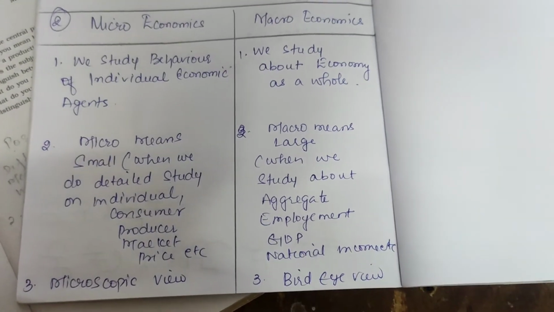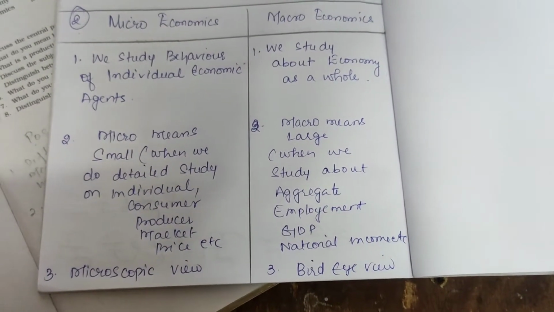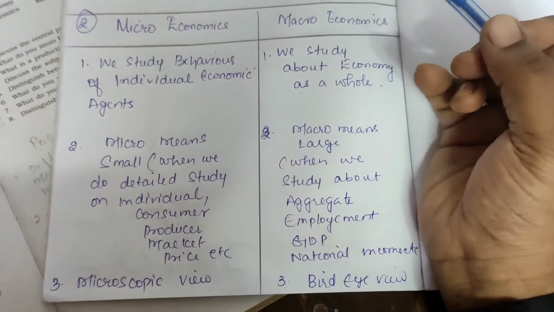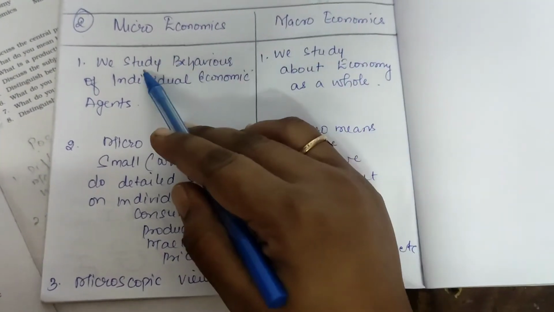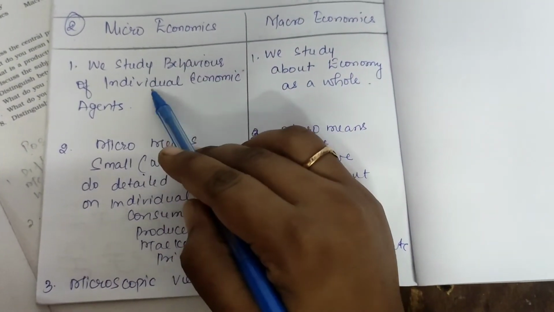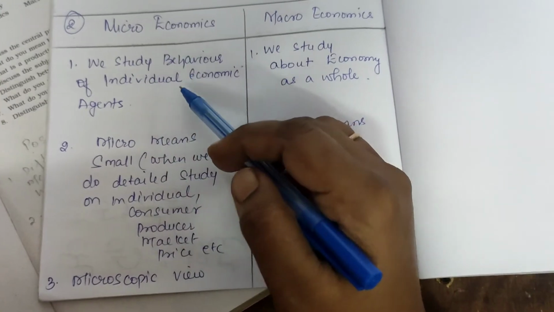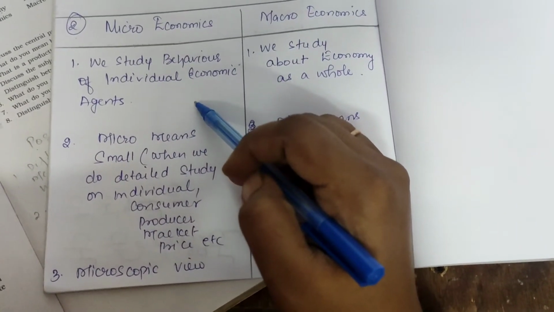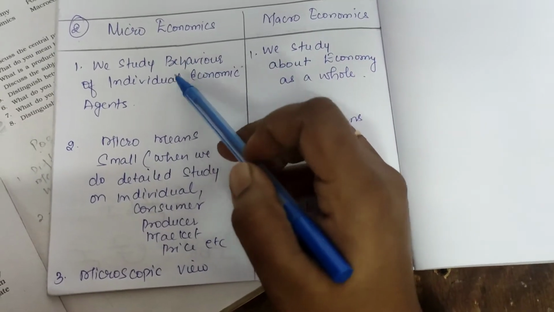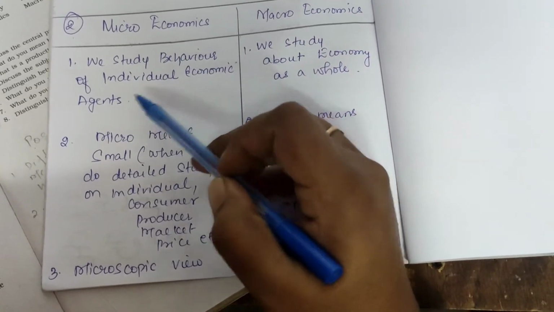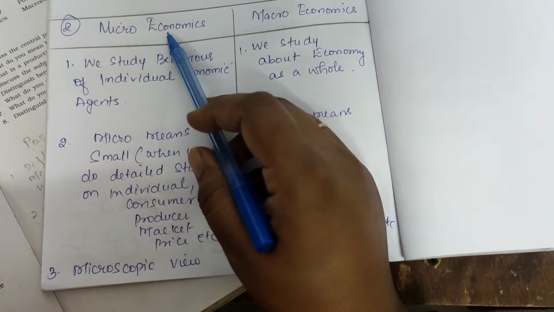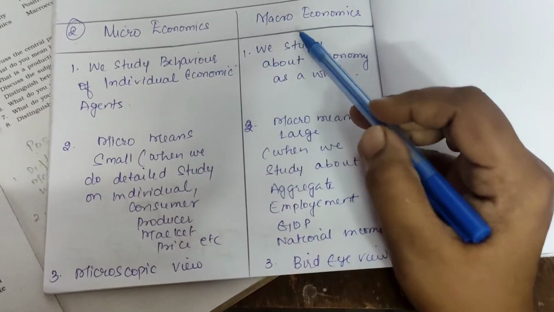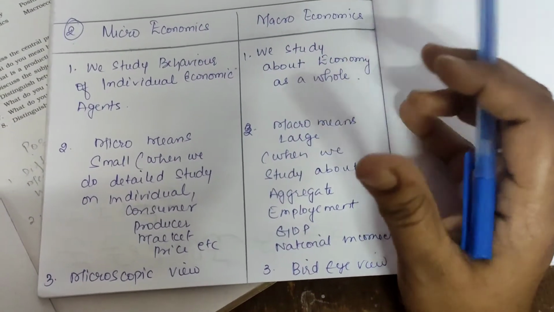The second question is, what is the distinction between microeconomics and macroeconomics? In microeconomics, we study the behavior of individual economic agents like a producer, a consumer, one market, one firm, one price of a product. When we study an individual economic agent, that is considered microeconomics. In macroeconomics, we study the economy as a whole.